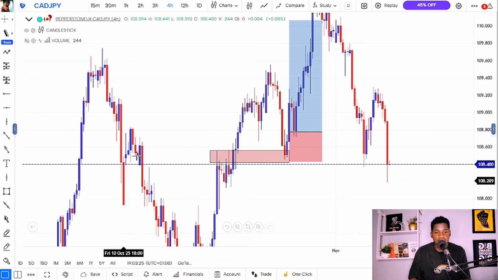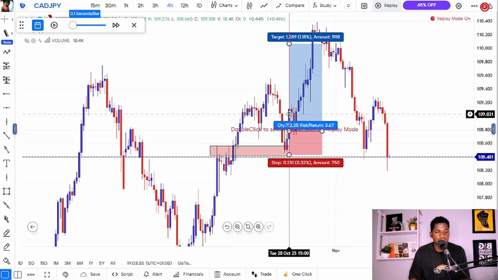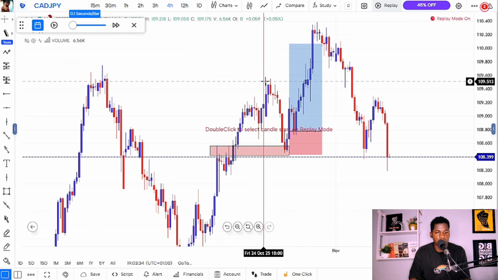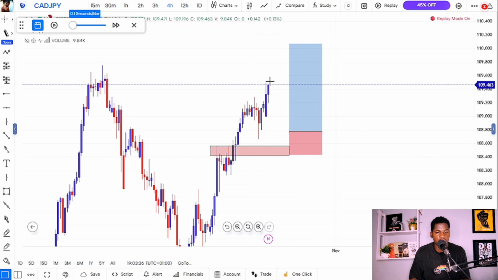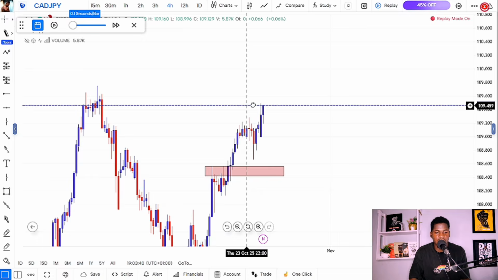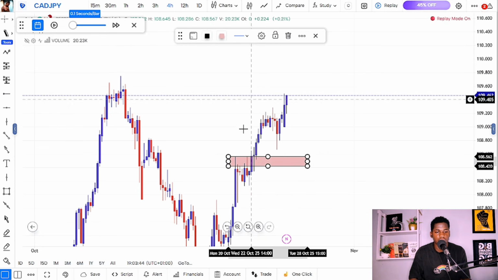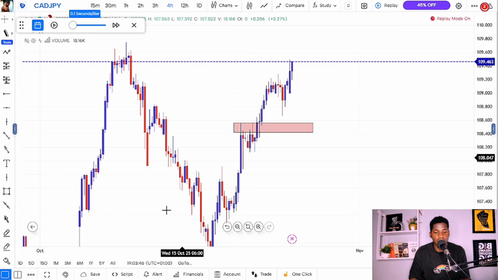Okay, guys. This is the swing trade on CAD JPY that I'm talking about. Okay. Let me take this out from here. Then let me delete this. Okay. Perfect. All right. Perfect, guys. Let me also take out this. Let me just leave this one. Okay. Perfect. Let me zoom out, guys.